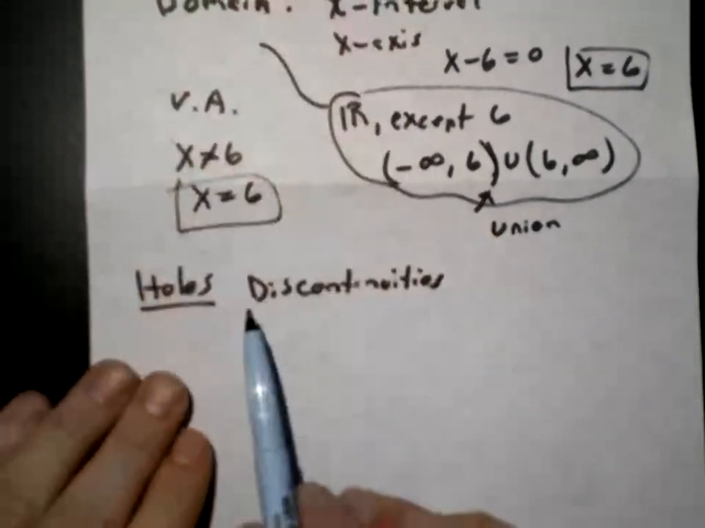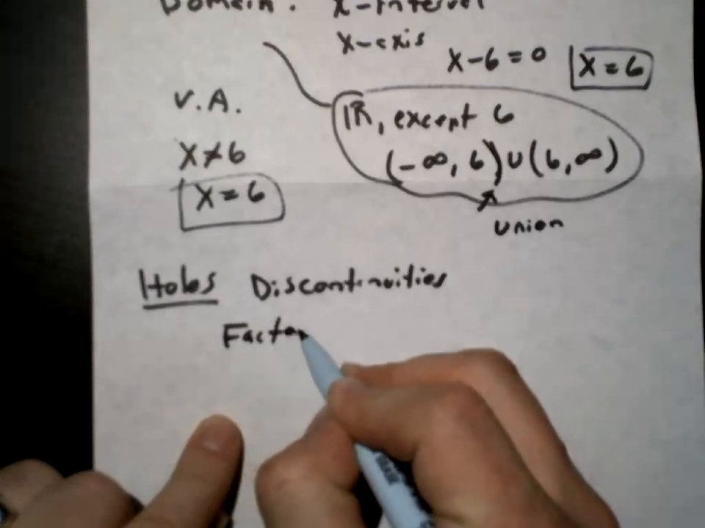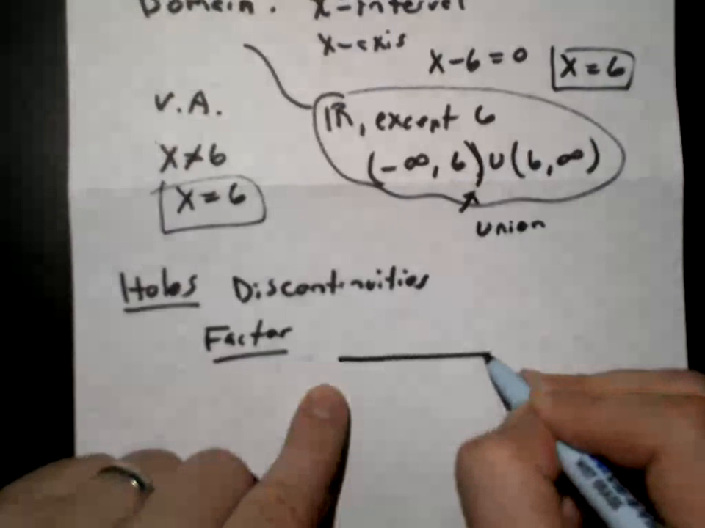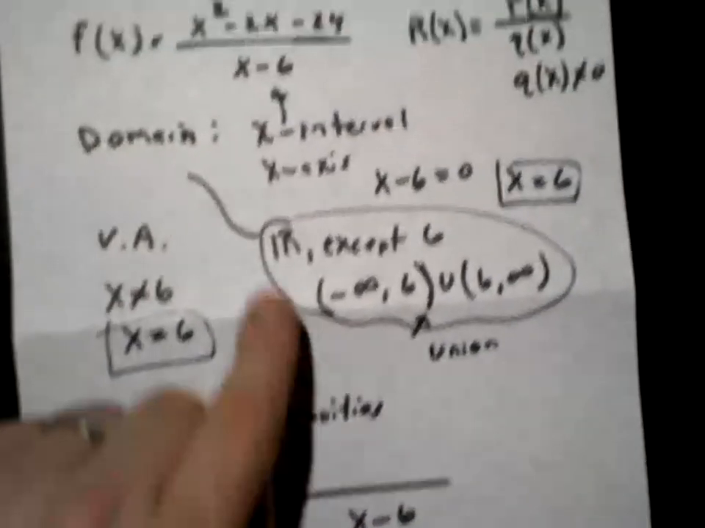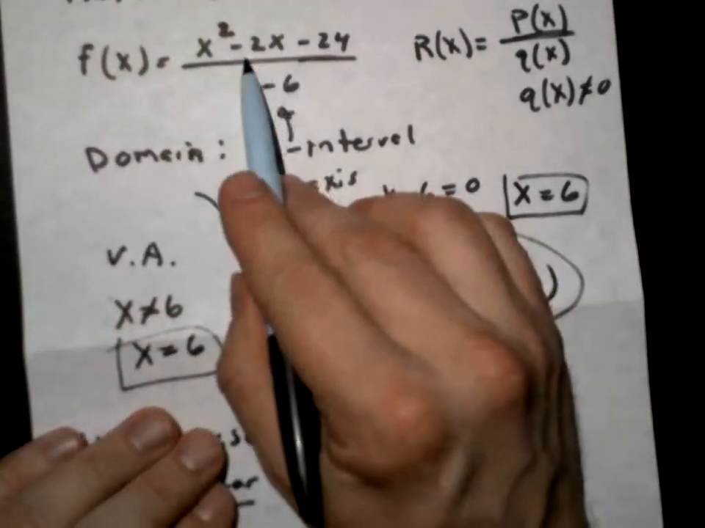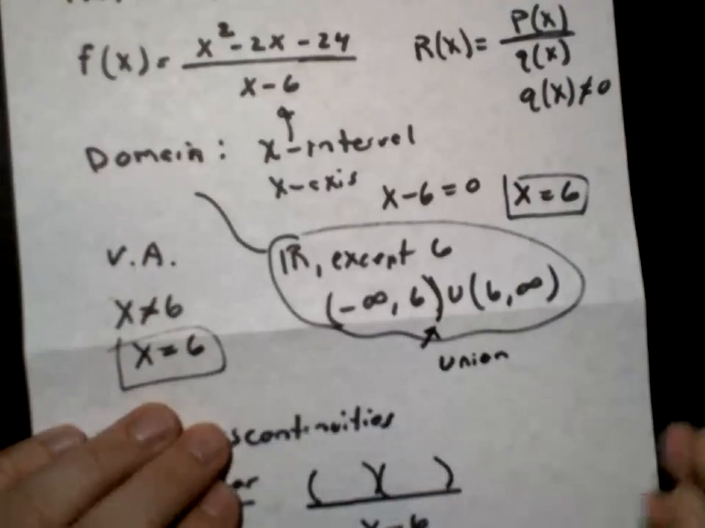So if I do this, what I need to do first is factor. I need to factor the top and the bottom. I'm going to go ahead and factor the top and the bottom, because the bottom is already done. Now the top, I need to do some factoring. So I know it's quadratic, and it's probably going to be something like this.